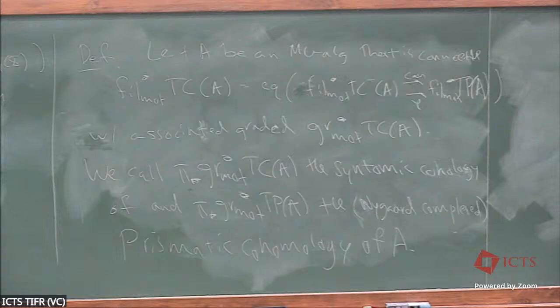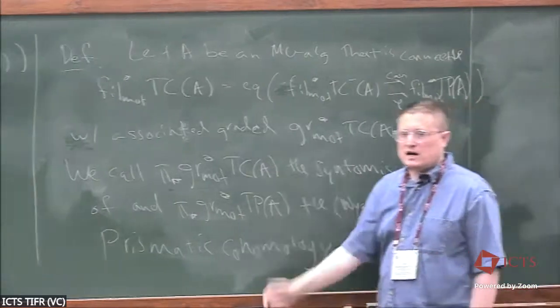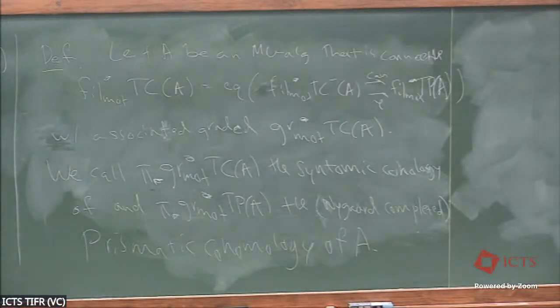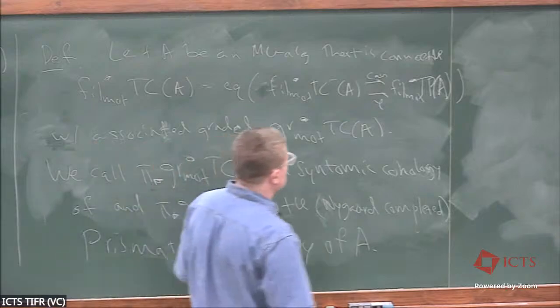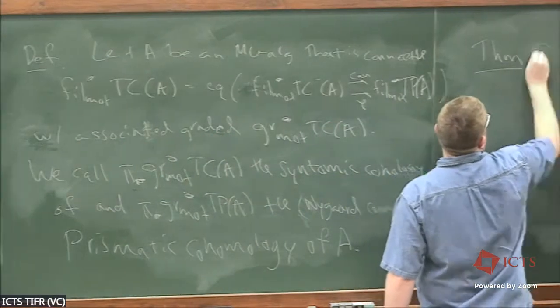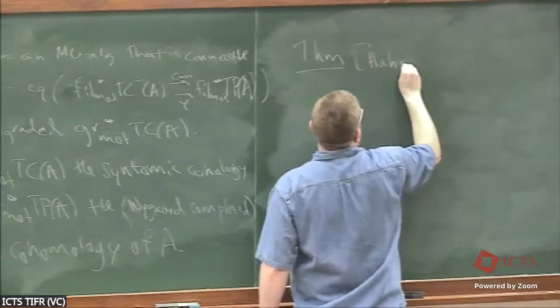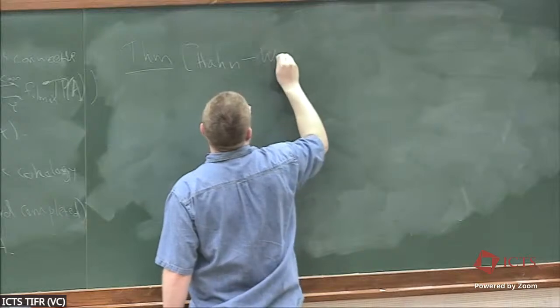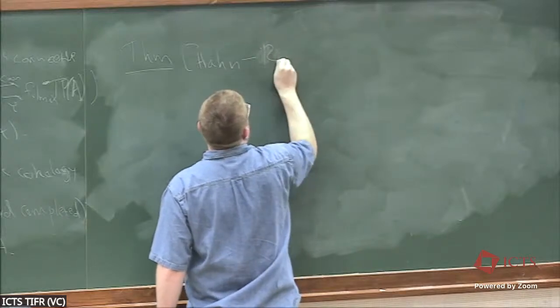So of course, Connes and Wilson did not invent syntomic cohomology and prismatic cohomology. This existed before them. So in order to call this syntomic and prismatic cohomology, they had to relate it to what was called syntomic cohomology and prismatic cohomology before.